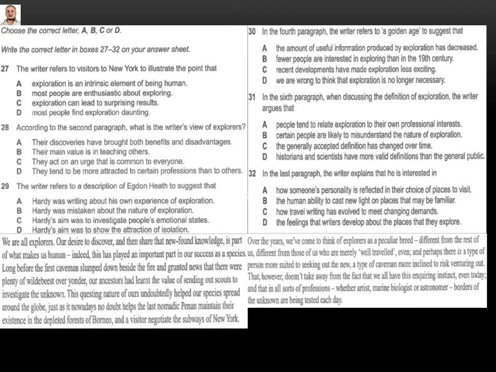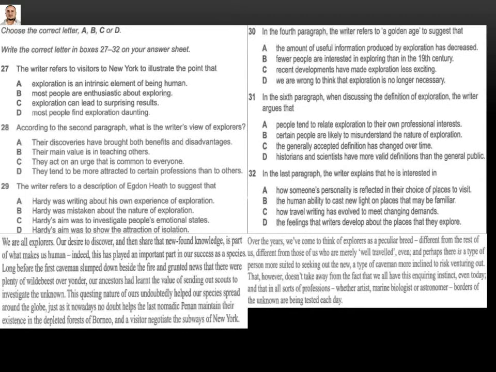It says, over the years, we've come to think of explorers as a peculiar breed, different from the rest of us, different from those of us who are merely well-traveled even. And perhaps there is a type of person more suited to seeking out the new, a type of caveman more inclined to risk venturing out. That, however, does not take away from the fact that we all have this inquiring instinct, even today, and that in all sorts of professions, whether artist, marine biologist, or astronomer, borders of the unknown are being tested each day.